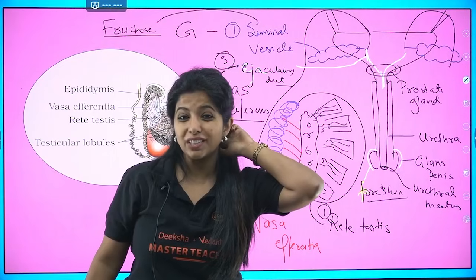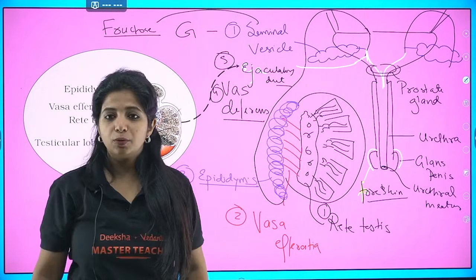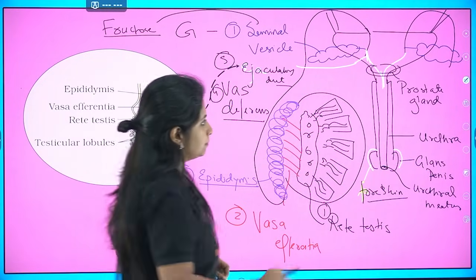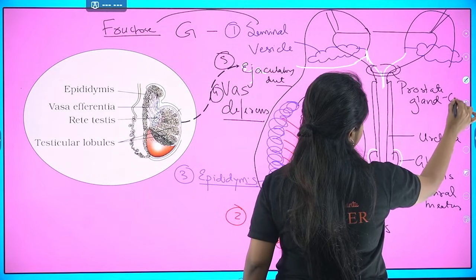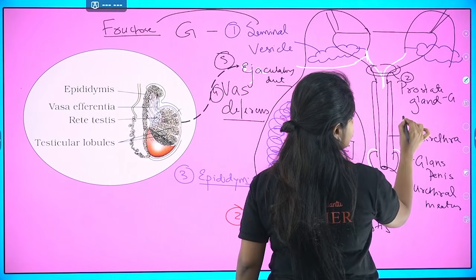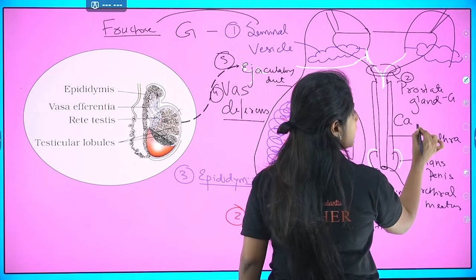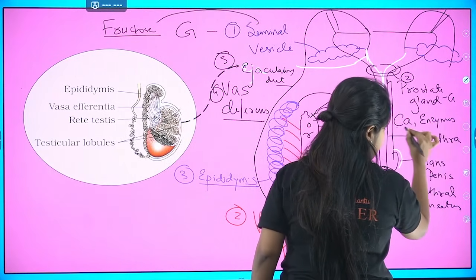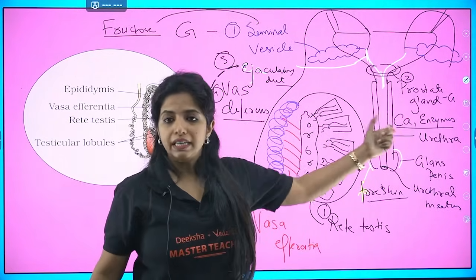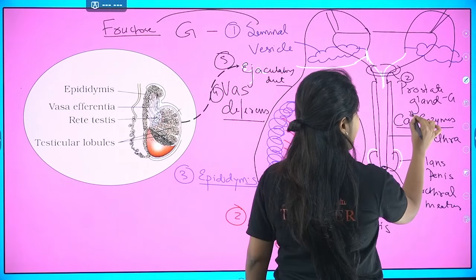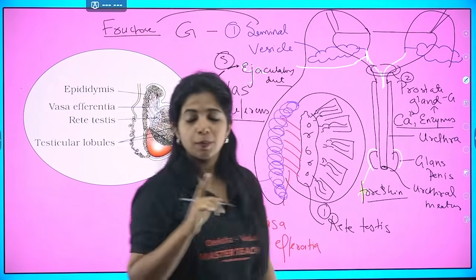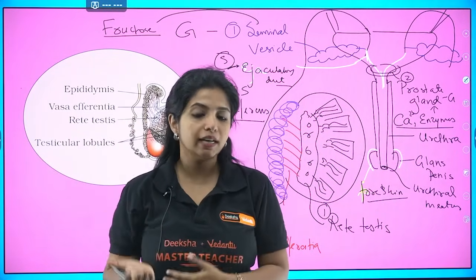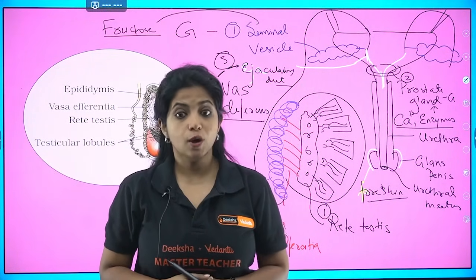Ma'am, what does the prostate do? You said fructose is given by the seminal vesicle. Does the prostate also have some function? Yes, two things, very important. It gives calcium ions. Apart from calcium ions, it gives some enzymes which are needed for the process of fertilization to happen. Calcium and enzymes are both really important. So to increase the fertilizing capacity of the sperms, you need the secretion of the prostate gland also.